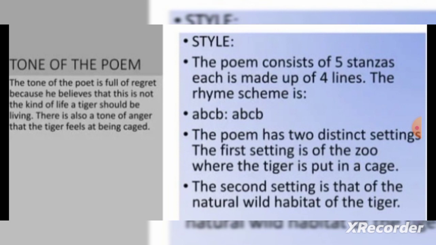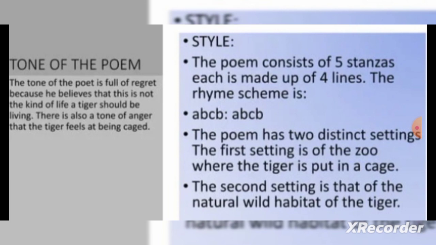Now we see the tone of the poem. The tone of the poem is full of regret because the poet believes that this is not the kind of life a tiger should be living. There is also a tone of anger that the tiger feels at being caged.